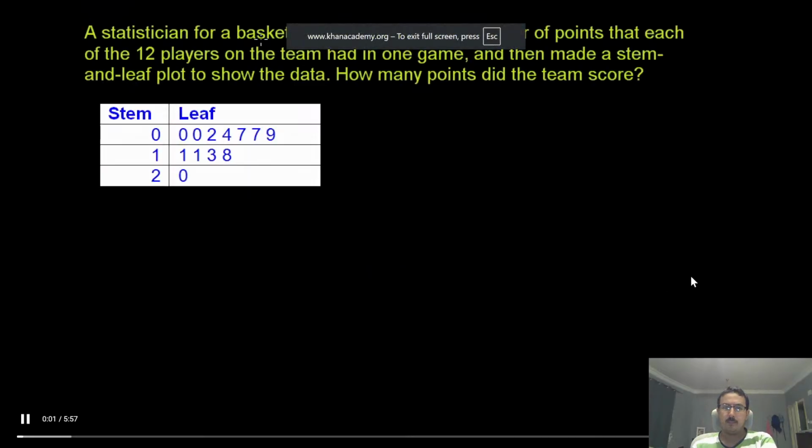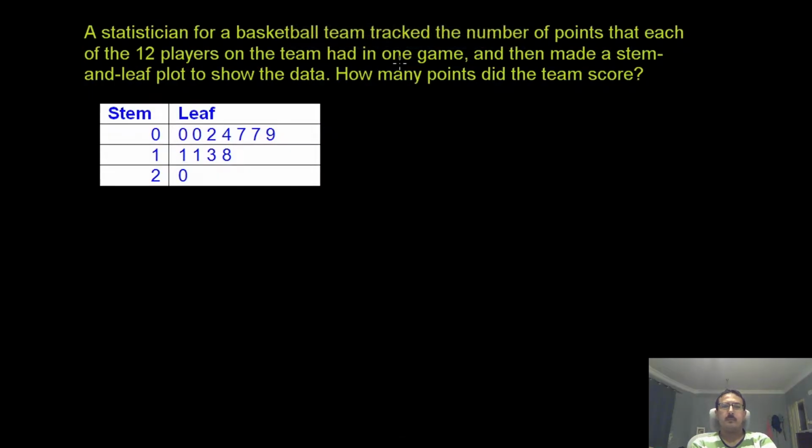A statistician for a basketball team tracked the number of points that each of the 12 players on the team had in one game, and then made a stem and leaf plot to show the data. Sometimes it's called a stem plot. How many points did the team score? When you first look at this plot, it seems a little hard to understand.